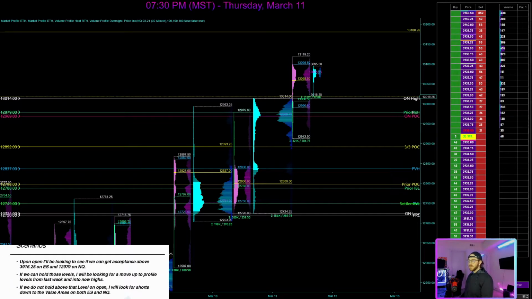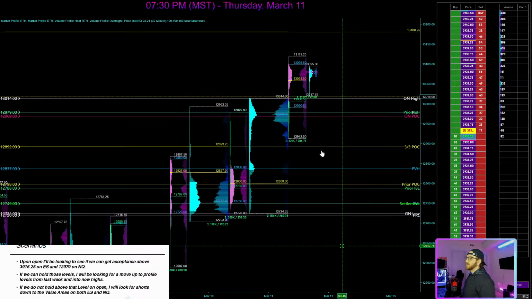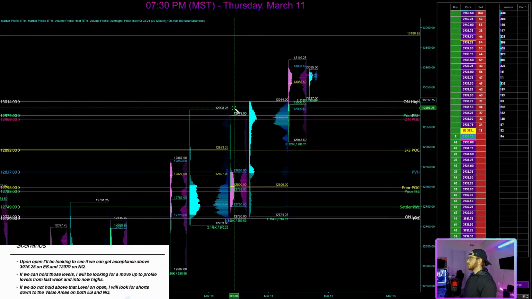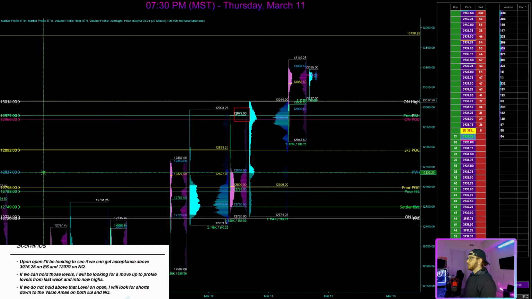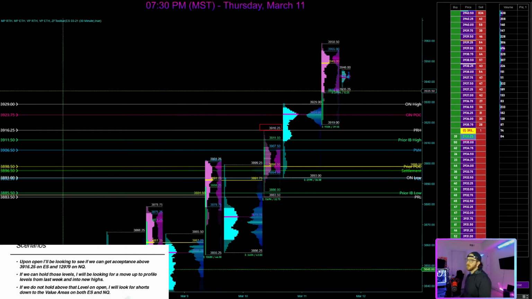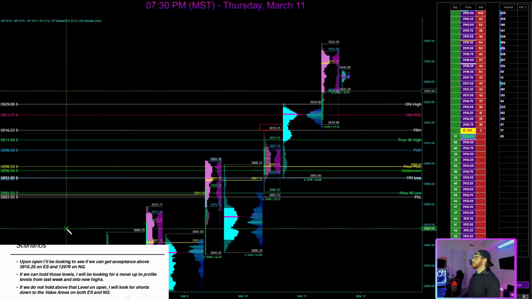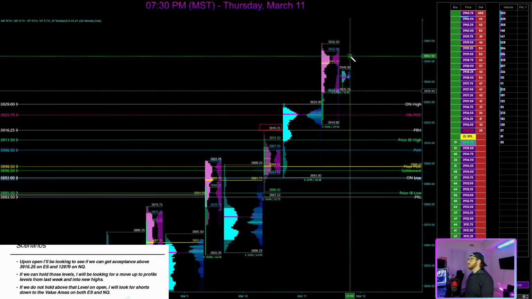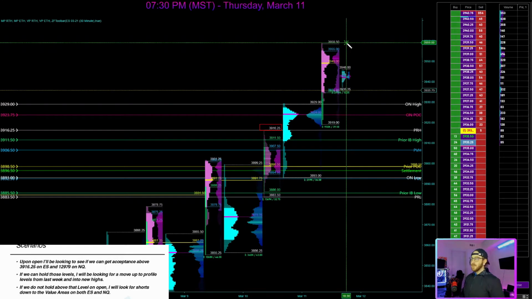So scenarios, just to reiterate. Upon open, I was looking at 39.16 as the line in the sand for ES, and 12.979 for the line in the sand on NQ. So here was the line in the sand on NQ. Boom, right there. And for ES, the line in the sand, we already have that highlighted right there. If we could hold above these levels, I was looking for a move up to profile levels from last week and into new highs, and that is indeed what we got, my friends.